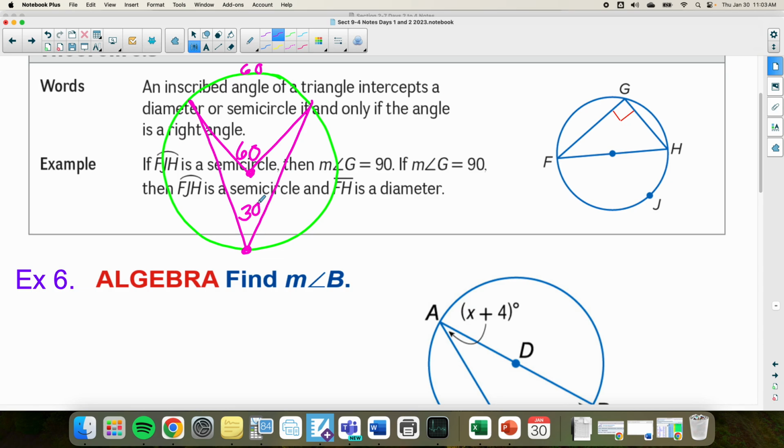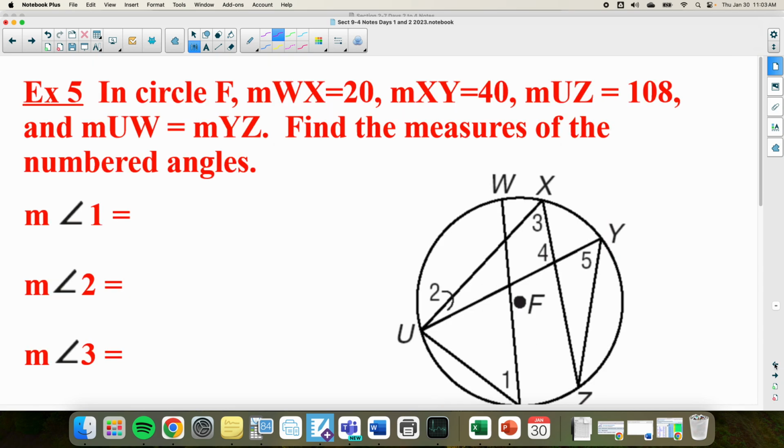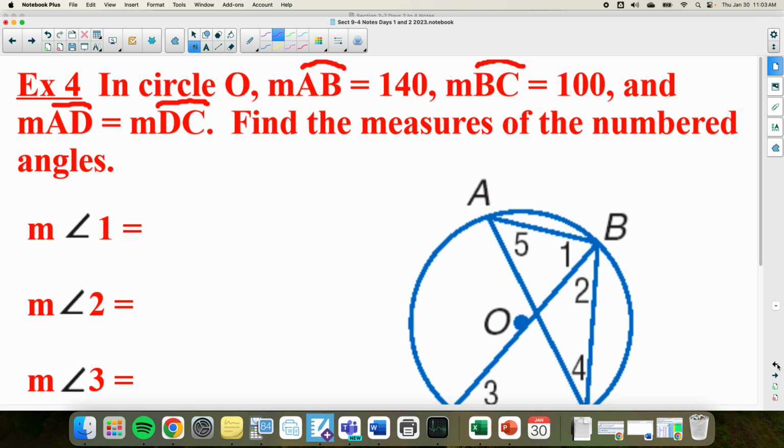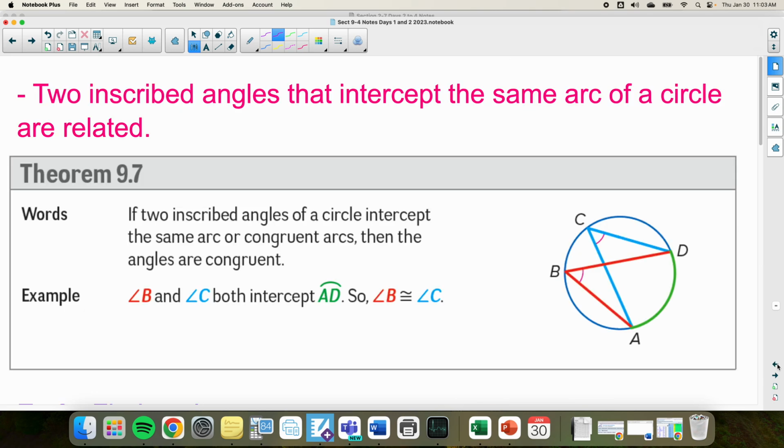We also talked about this theorem back here, where if you have like this blue and red inscribed angle that intersect the same arc, that then these two angles are equal. So we talked about that theorem too.